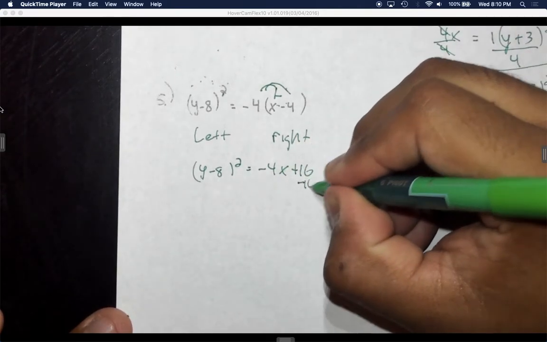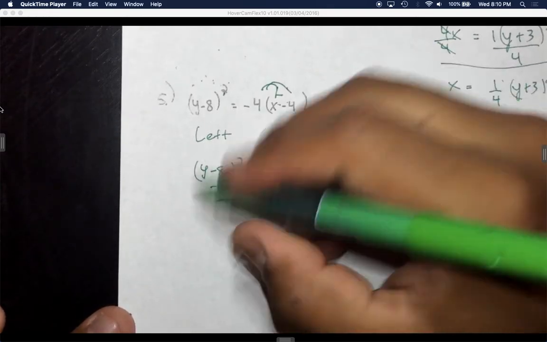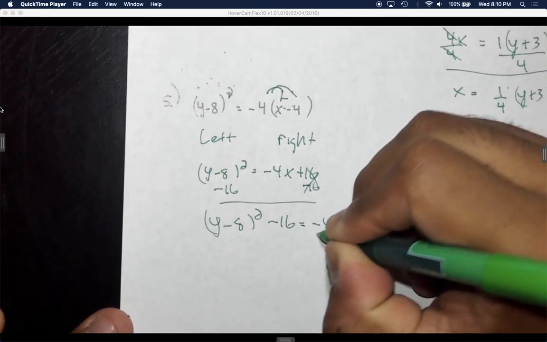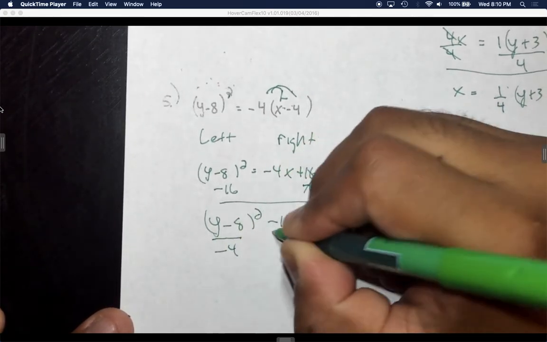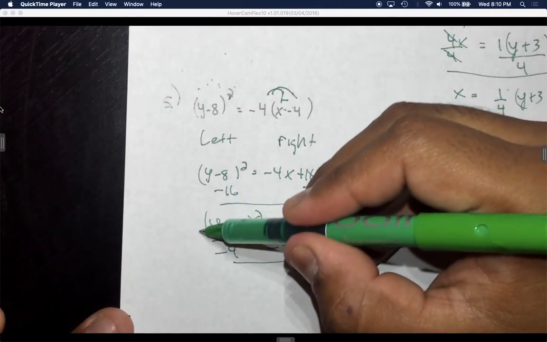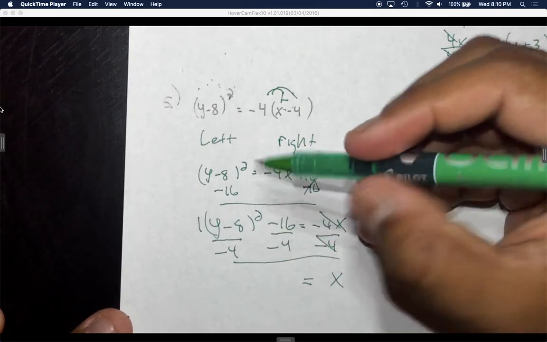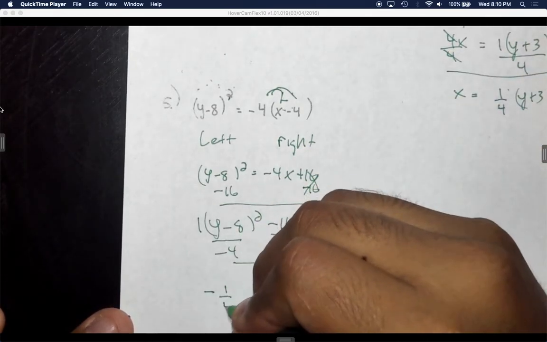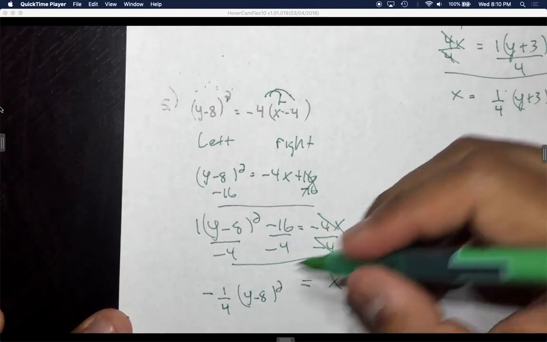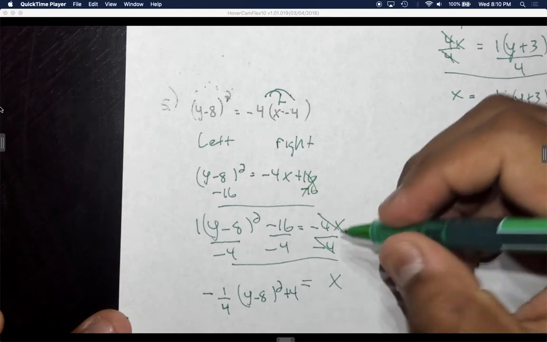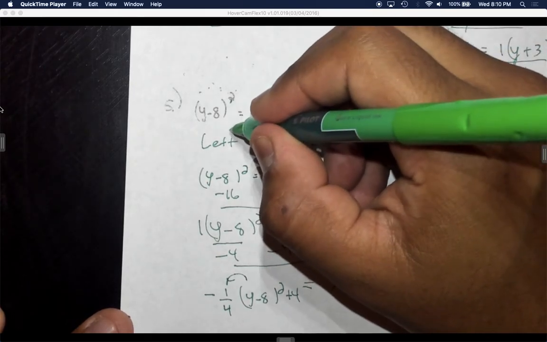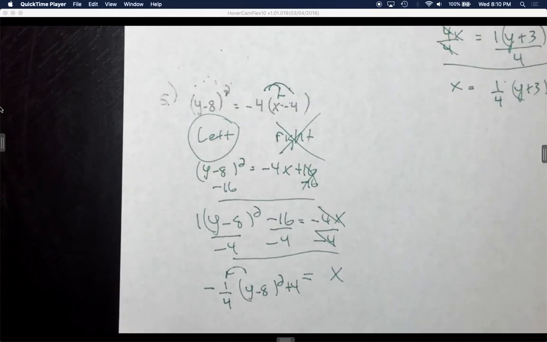Now, solving for x, we're going to minus 16 on both sides. I cannot combine these in any way, shape, or form, so I'm just going to rewrite it over. Finally, I'm going to divide everything by negative 4. Just like the one before, there's no number in front, so I'm going to put a 1. You cannot reduce 1/4, so I'm going to leave it as a negative 1/4. Y minus 8 squared. Negative 16 divided by negative 4 would be a positive 4. So, what number is in front of my y? It's a negative. That means it's going to go to the negative direction, which is the left. And that is it.